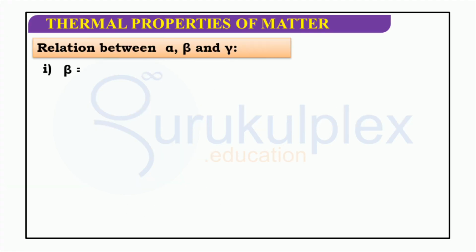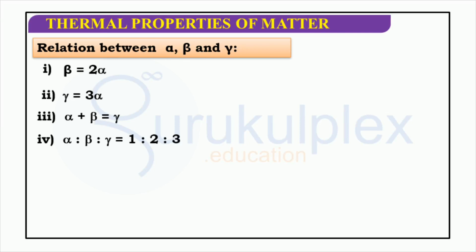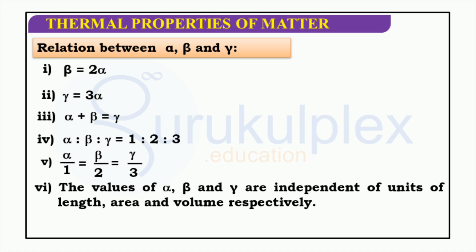Thermal properties of matter can be defined by 3 primary quantities: alpha, beta, and gamma. Alpha is independent of units of length, beta is 2 times alpha, and gamma is 3 times alpha. Additionally, alpha plus beta is equal to gamma, and the ratio of alpha to beta to gamma is 1 to 2 to 3. Put simply, thermal properties of matter can be represented by the combination of these 3 values.